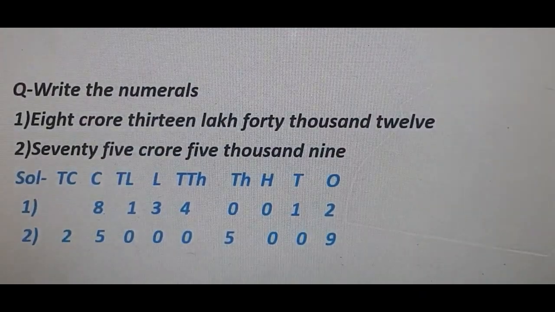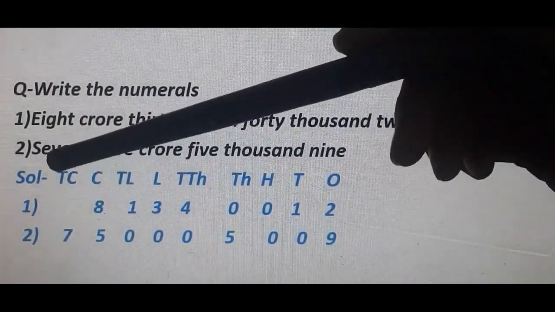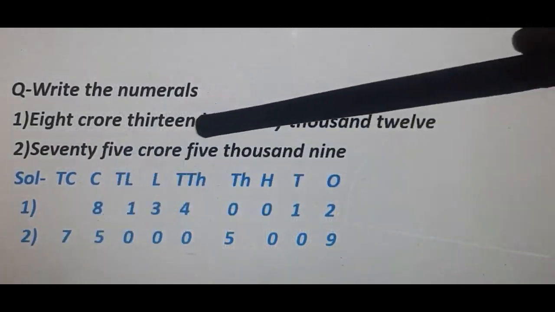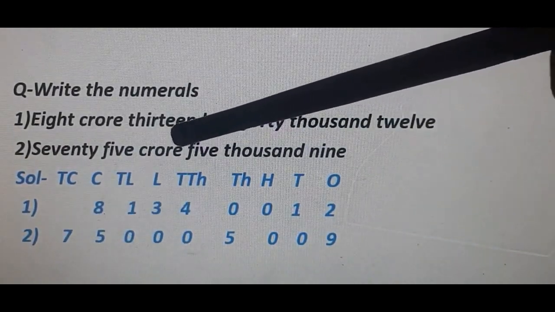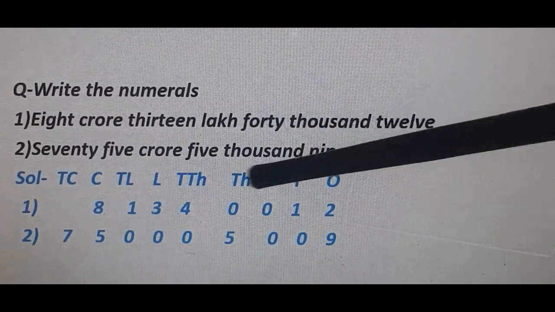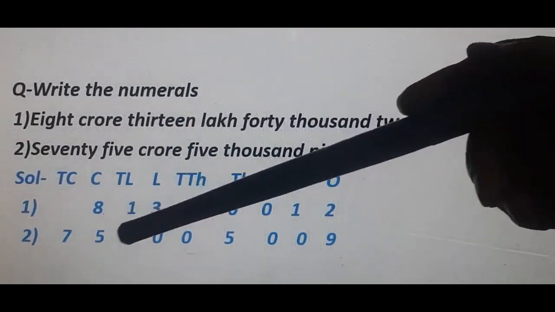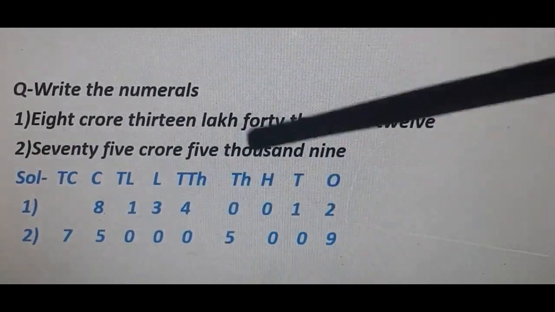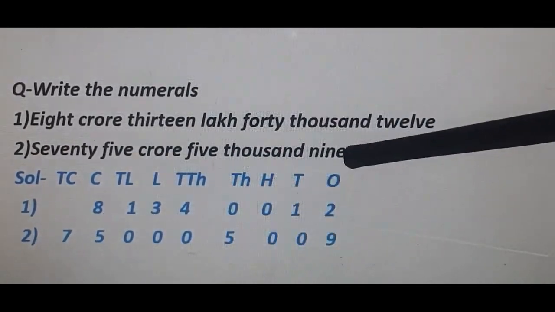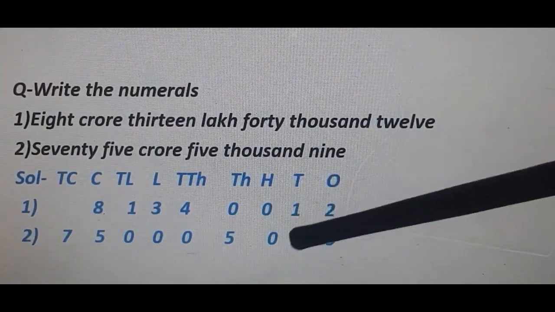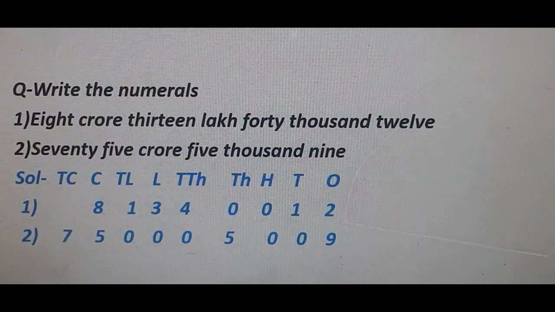75 crore. So below this 10 crore there will be 7 and below crore 5 will be there. 5,000. So there is no digit at lakhs and 10 lakhs and 10,000. So we will put down 0 here. 5,000. Below 1,000 there will be 5 and 9. 9 will be at 1's place. Tens and hundreds will be 0, 100 place will become 0.